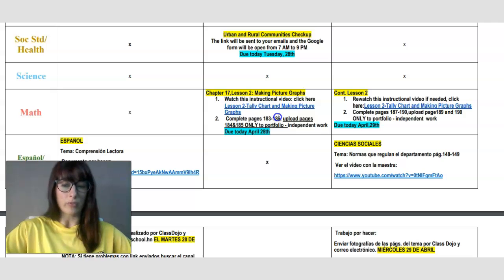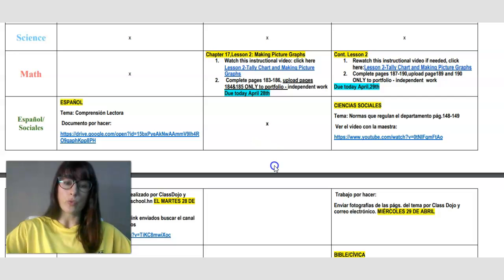Make sure you watch the video, and that you pay attention to the key of the pictograph. Remember, the key is very important for you to complete the pictograph correctly, okay? And read it correctly. You need to pay attention to the key. So that's what you have to do for math.